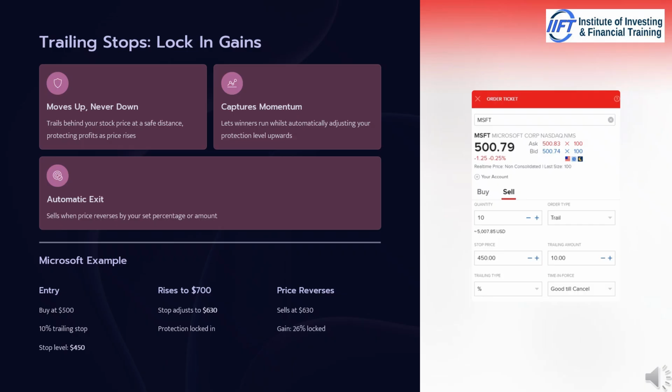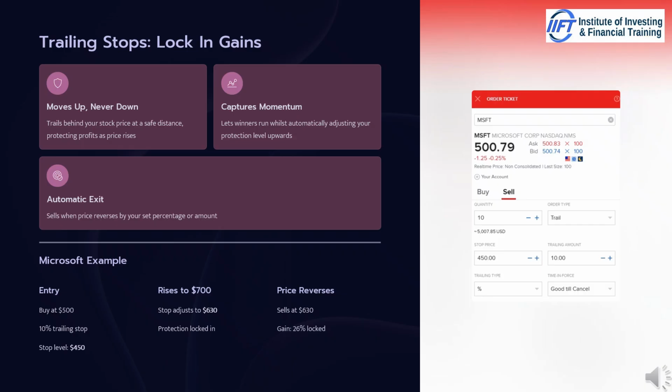Now it gets a little more interesting when we start looking at things like trailing stop losses. This is a more sophisticated way of using a stop loss. Unlike a fixed stop loss, a trailing stop will move up automatically when the stock price moves, but it never moves down automatically. So it trails behind the stock like a sort of loyal dog at a safe distance.